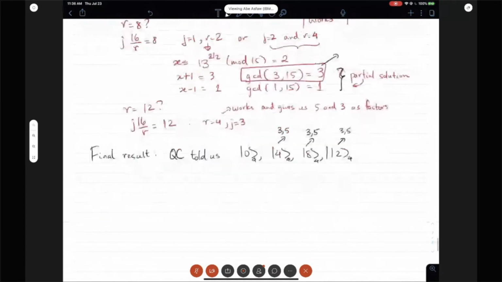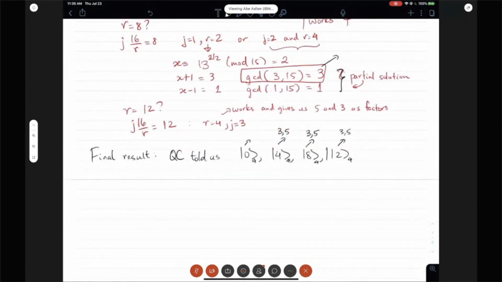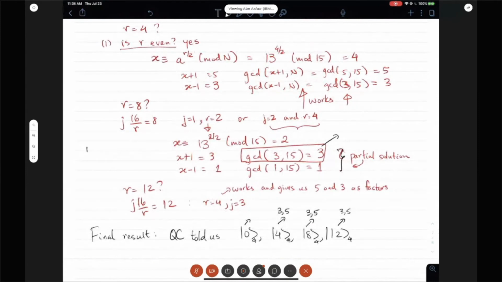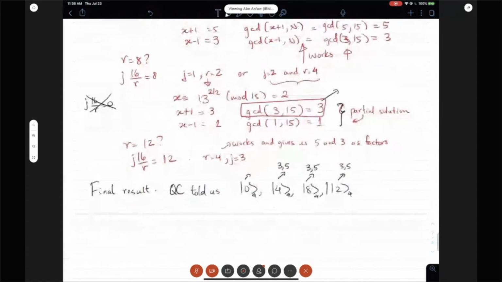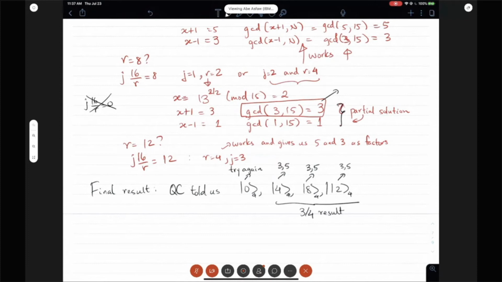0 is the answer that doesn't lead us to anything, right? Because j times 16 over r equals 0 doesn't give you any information. So 0 is the case when you have to try the experiment again on the quantum computer. So if we ever get 0, we have to try again. And remember, all of these are equally probable. So 0 is just as likely as any of the others. So it looks like 3 out of 4 of the results work for us.